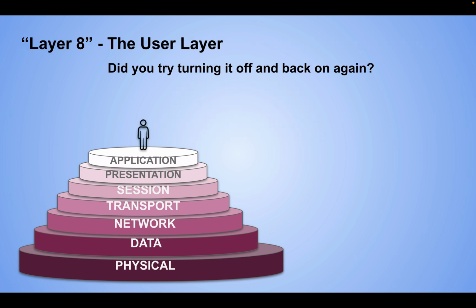And finally, the unofficial but universally acknowledged Layer 8, the human element. It's where many network problems mysteriously originate. We all know that about 70% of all troubleshooting can be solved by asking, did you try turning it off and back on again? Remember, the user is part of the system.